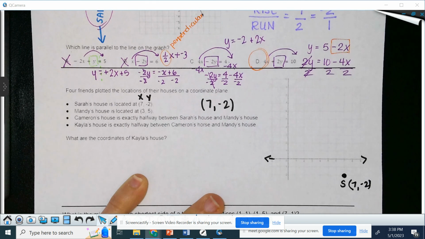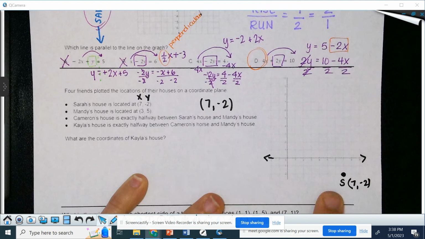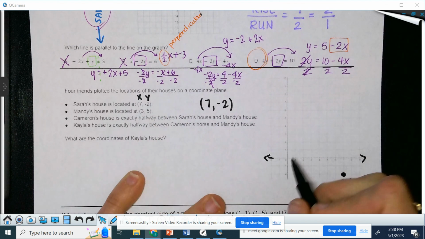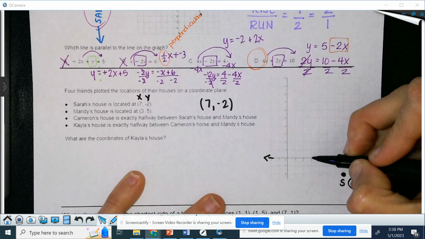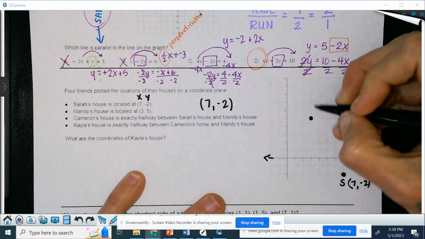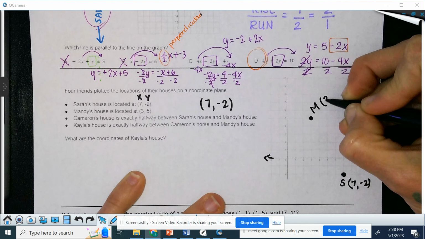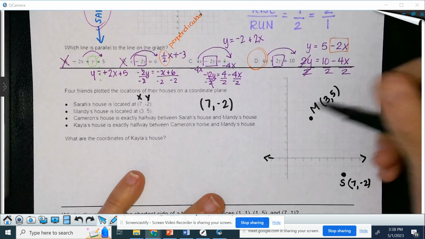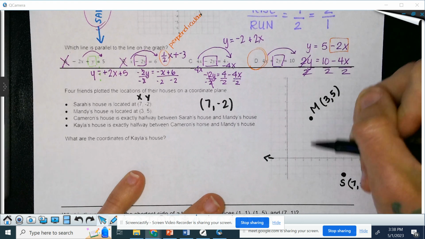All right, so we've got Sarah's house. Mandy's house is 3, 5. So I'm going to go to the right 3 and up 5. That's Mandy's house. Everybody caught up with me now? Your head's not exploded yet? We only got 2 more, I promise. This is it. Okay, so right 3, up 5, because 3, 5.